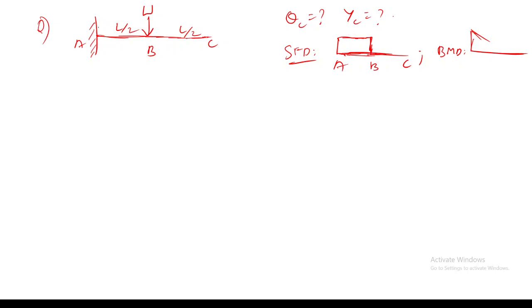Okay, see, for example, here you are having a reaction like this, W, and then you will be having a moment reaction. If this is the case, then the moment reaction at A, MA, equals W into L by 2. So when you take a section here, the bending moment equation for the section AB will be W into X. So the variation of the bending moment between A and B is linear.